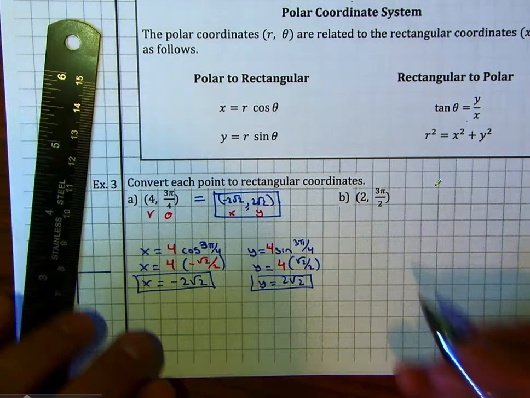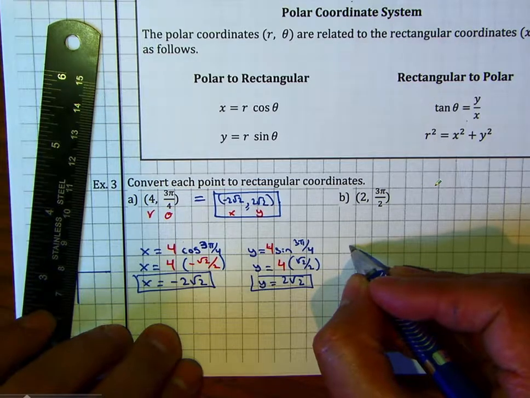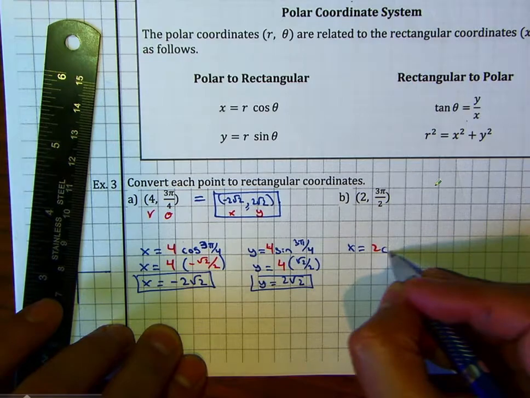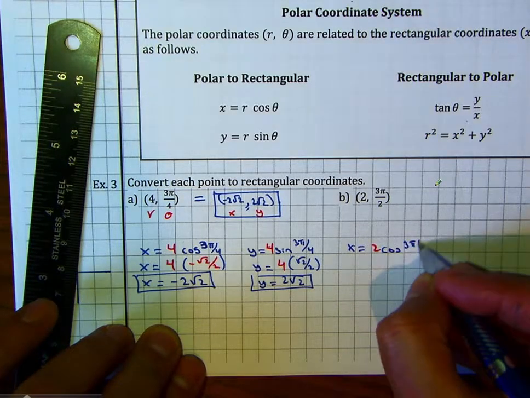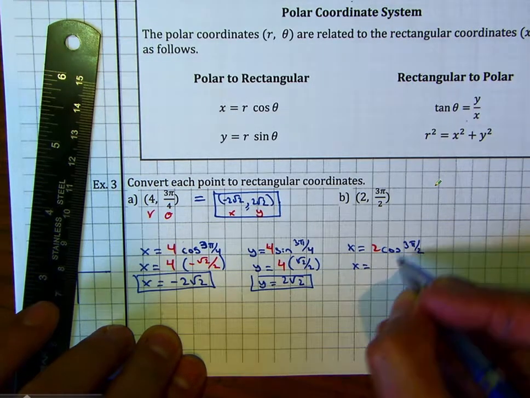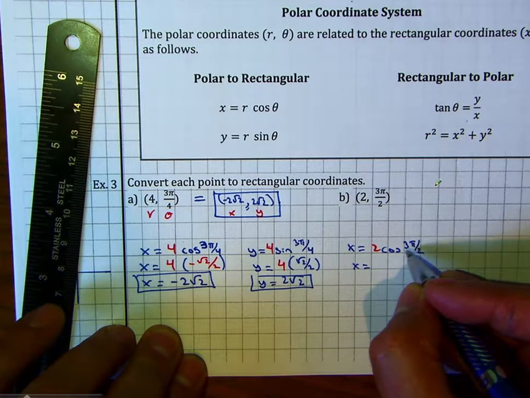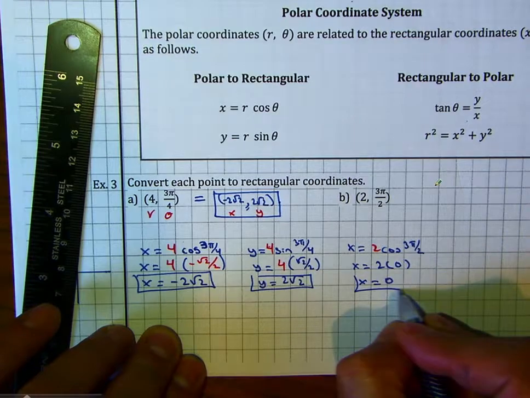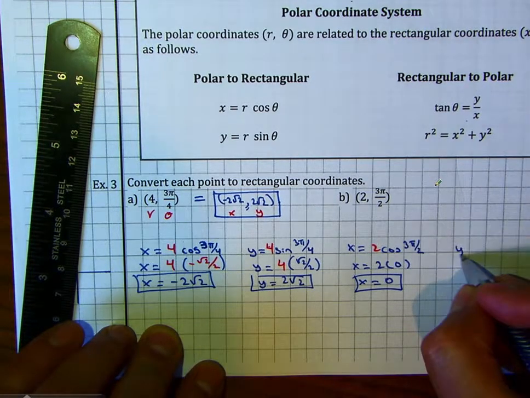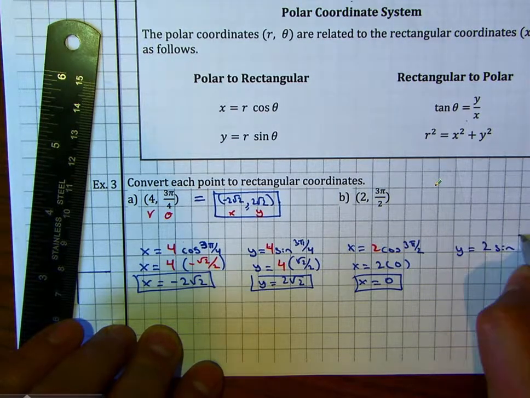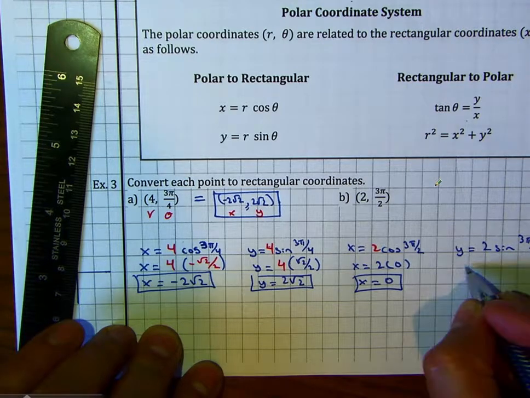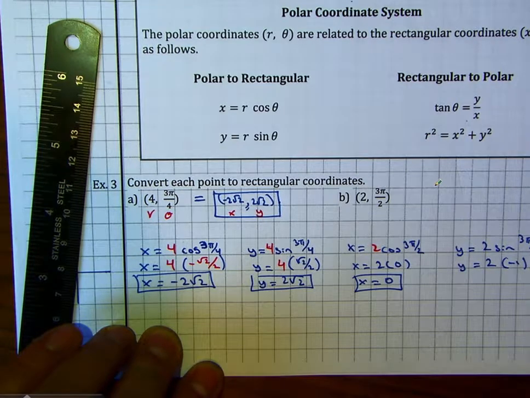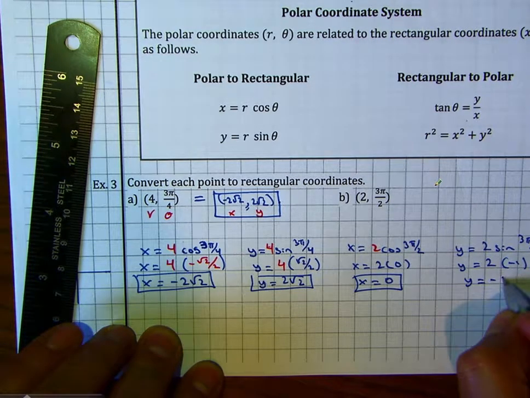Excellent. So in this case, to find your x value, x equals r, and that'll be your cosine of 3 pi over 2. Cosine of 3 pi over 2 will be 0. So therefore, x is 0. And to find your y value will be 2, the sine of 3 pi over 2. Sine of 3 pi over 2 will be negative 1. So y is equal to negative 2.